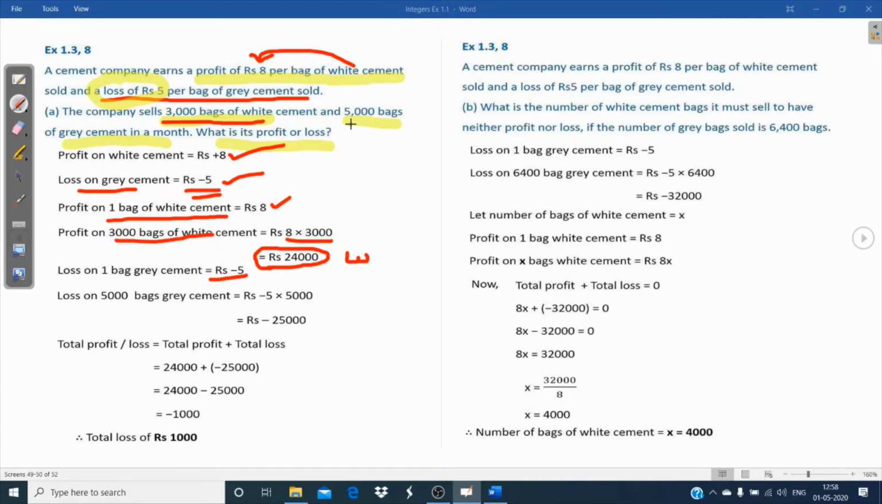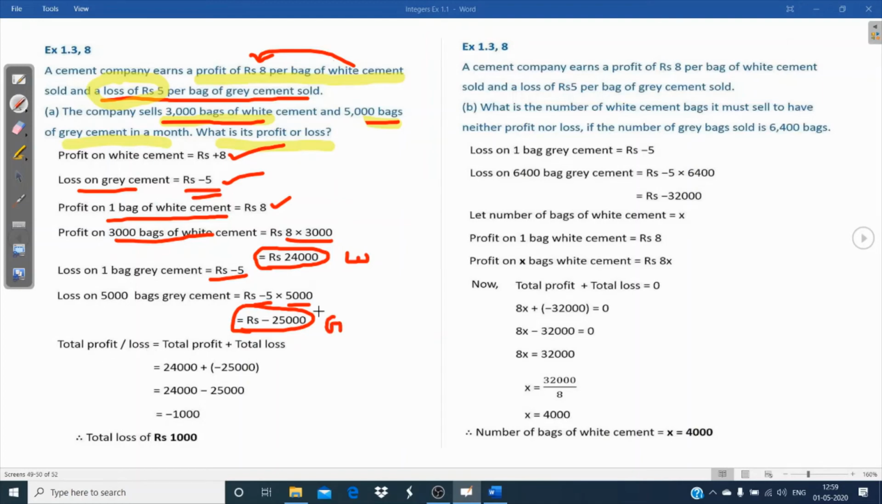Now how many grey cement bags have been sold? They have sold 5000 bags of grey cement. So 5000 bags into, in every bag they are getting a loss of minus 5 rupees. So multiplied by minus 5. So here they are getting a loss of minus 25,000. This is the loss on grey cement bags.